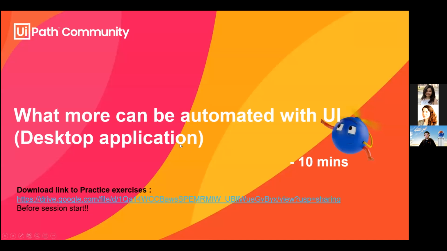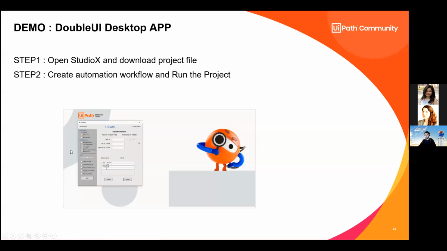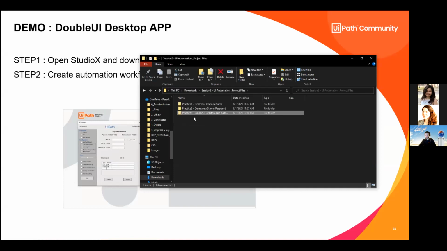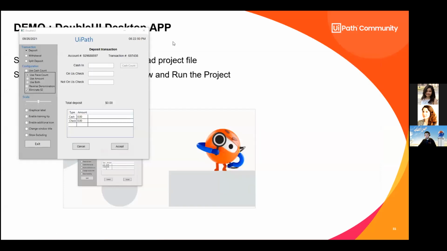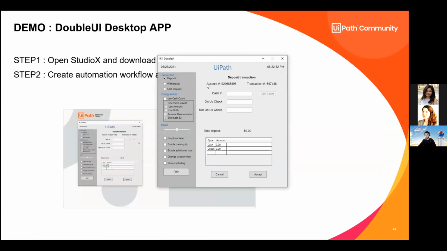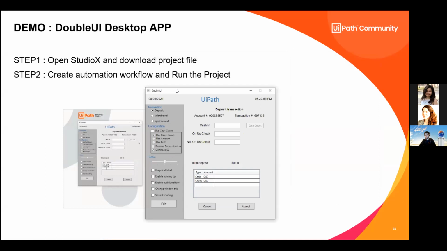So basically, the last thing that we want to show you is what more we can automate with UI automation, right? We showed 2 automations with web browsers, but what if we want to do a desktop application? We're going to use the WUI desktop app. You can find this application in the exercise pack. You go into the exercise pack, into practice 3, and you will see this file. Double click this one. And this is the application that we want to use, okay? This is a desktop application.